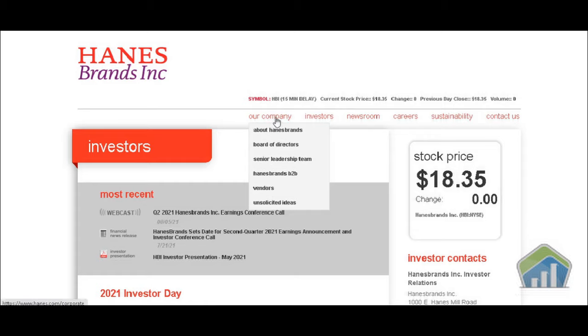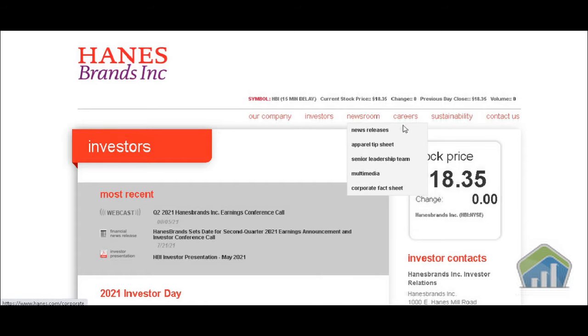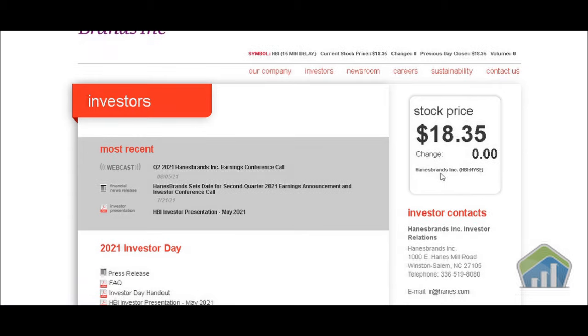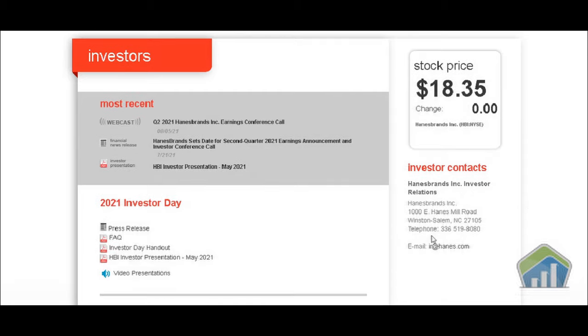On their tabs, we have our company, investors, newsrooms, careers, sustainability, and contact us. As you can see, stock price is $18.35, no change. And as you can see right here, Hanesbrand Inc, HBI, on the New York Stock Exchange. Investors contact Hanesbrand Inc Investors Relations. This is all their information that you need right here, and their emails if you want to contact them, right?